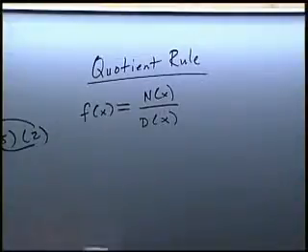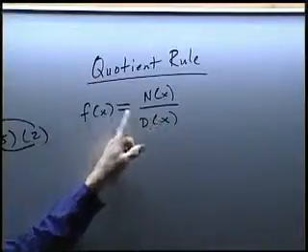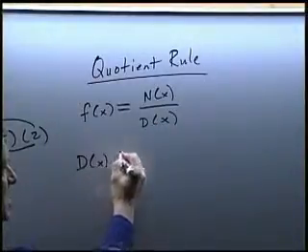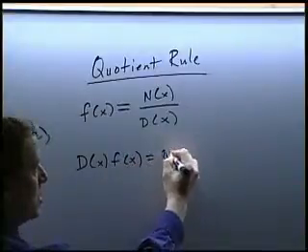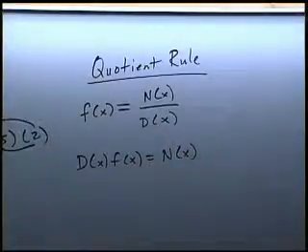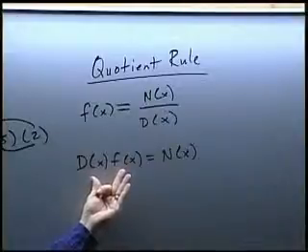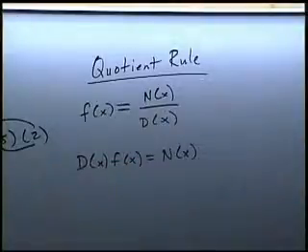Okay, so here's how we're going to do this. I'm going to multiply both sides by d of x. So I've got d of x times f of x equals n of x. And my reason for doing this is now, instead of a quotient rule, what type of problem have I turned this into? A product rule, right? And we just learned how to do the product rule.